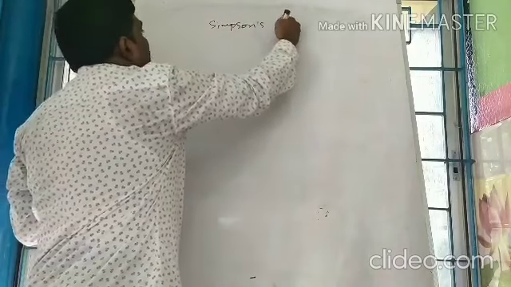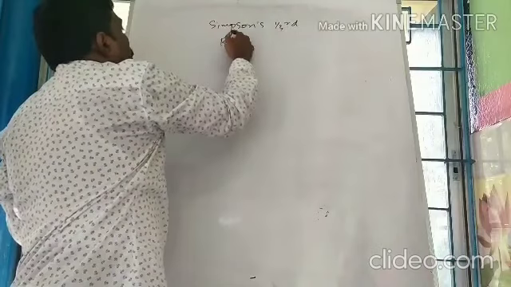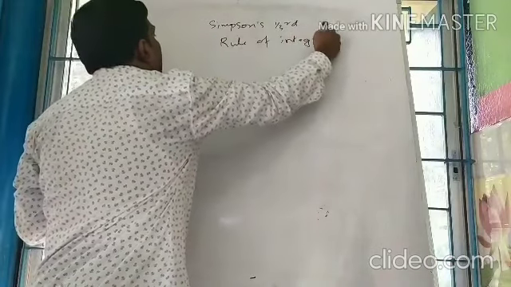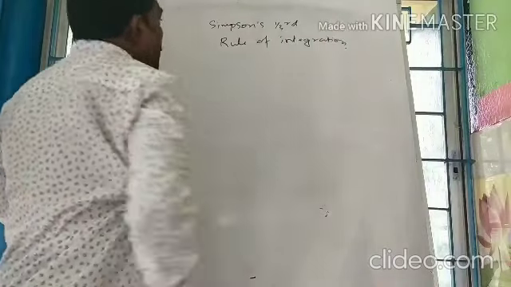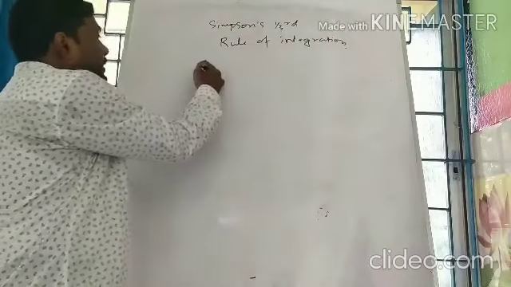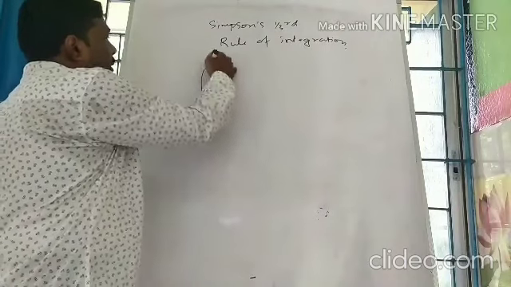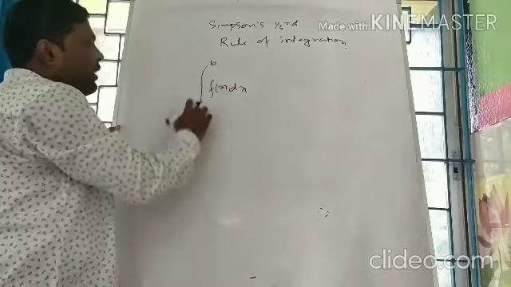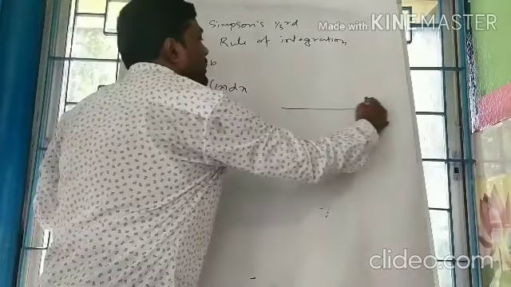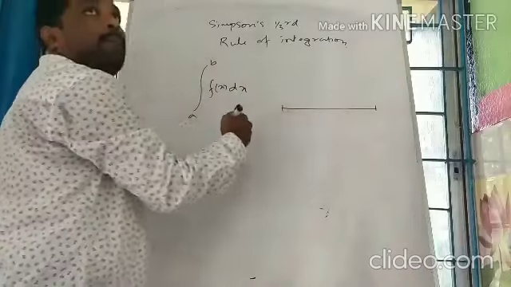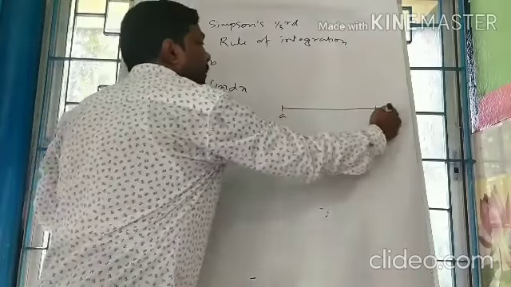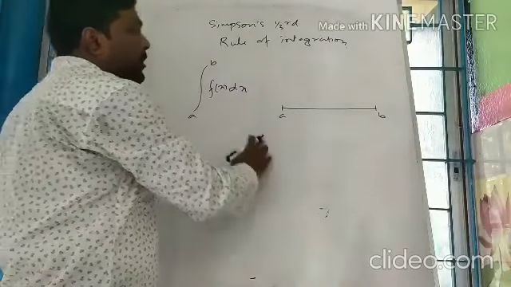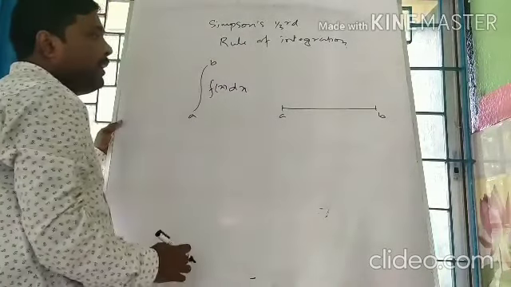Simpson's one-third rule of integration. Okay, so integration from a to b of f(x) dx. For the integration from a to b of f(x) dx, f is a real valued function defined on the closed interval [a, b]. So this is the interval [a, b]. For Simpson's one-third rule of integration, the function f is defined on this closed interval [a, b].